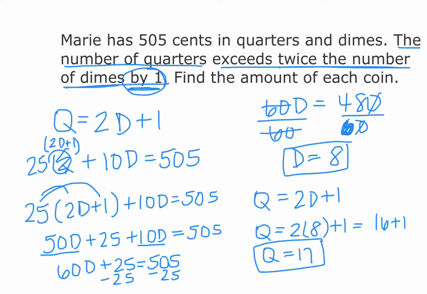Can you say it again? The 16 plus 1. Where did you get the 16 from again? I found that d is equal to 8. So I took this first equation. 8 times 2 is 16 plus 1. Okay, makes sense. Yeah. Good.